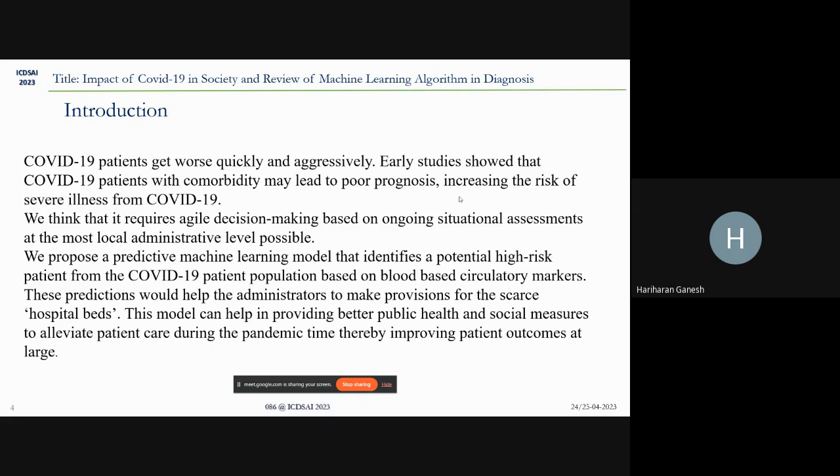A lot of COVID-19 patients get worse quickly and aggressively. During the second wave, we were in shortage of hospital beds and people were suffering to get one bed. Many people were dying on the way in the ambulance to the hospital. To prevent this, we needed something to know if a person having COVID-19 is of low risk, then they need not go to the hospital.